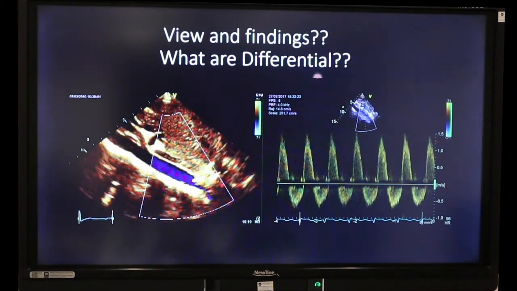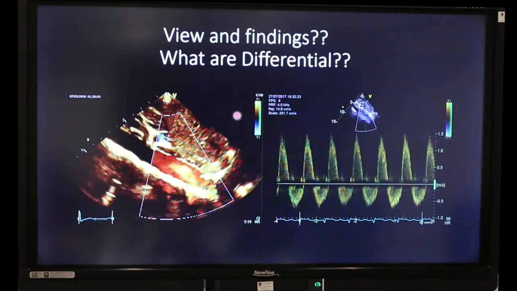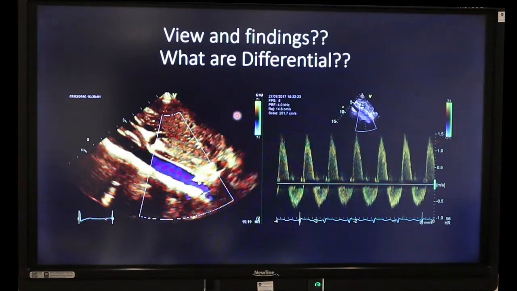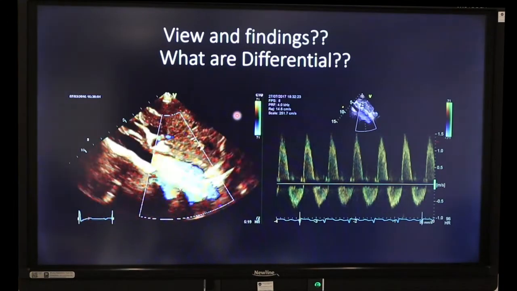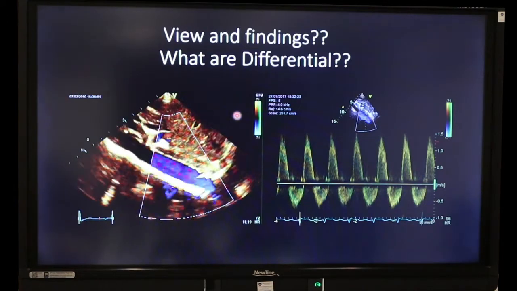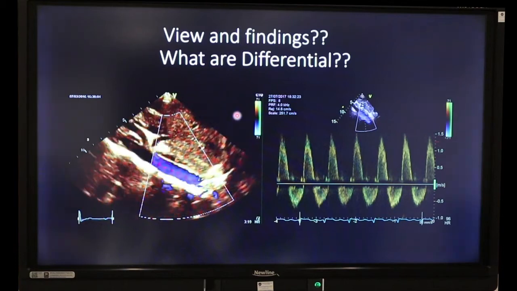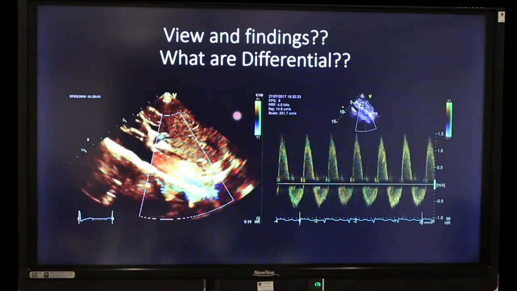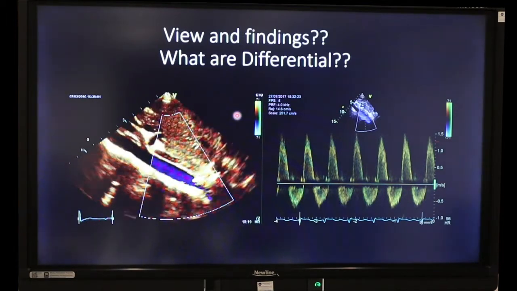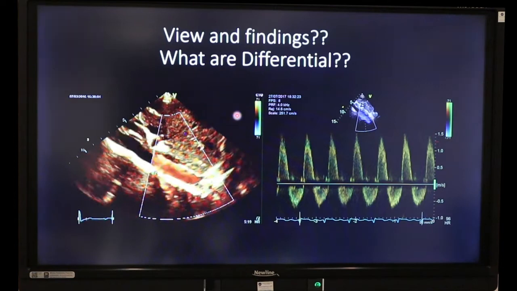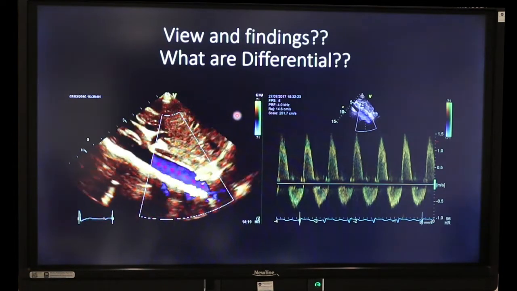And then what differentials come to mind? When you see holodiastolic flow reversal in the abdominal aorta, you must think about any pathology causing shunting of blood from the aorta to the right side, whether the RA, RV or the pulmonary artery. So the differentials are severe aortic regurgitation, meaning the blood is shunting in diastole from the aorta to the LV. Other differentials are the PDA, and a ruptured sinus of Valsalva aneurysm.